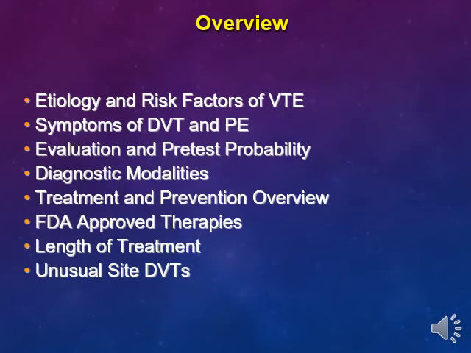To cover the aspects of this subject, we must discuss the etiology and risk factors of VTE, symptoms of DVT and pulmonary embolism, evaluation of the patient and the pretest probability, diagnostic modalities needed to reach the diagnosis, treatment and prevention overview, the approved therapy for this disease, length of the treatment, and last, unusual sites of DVT.